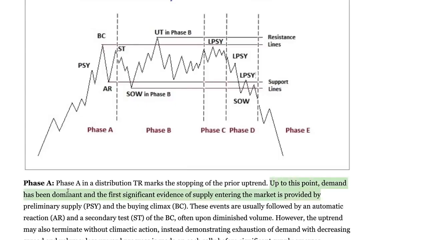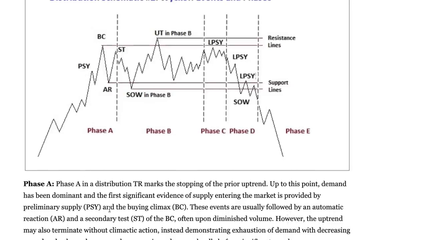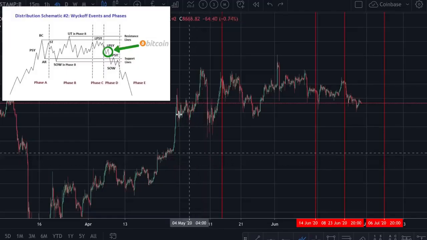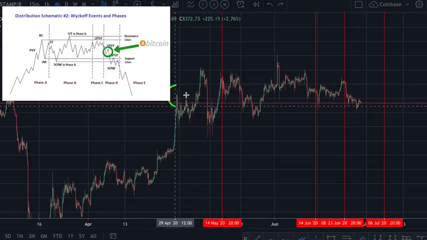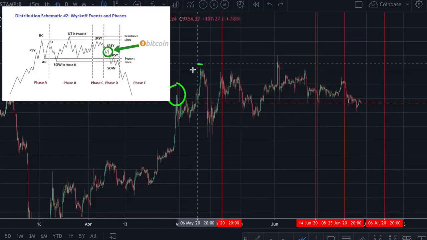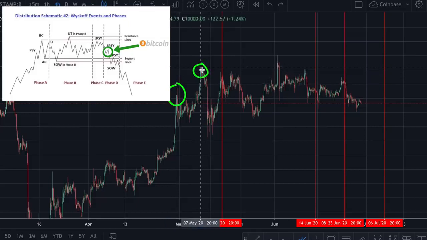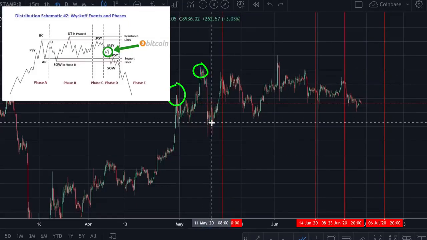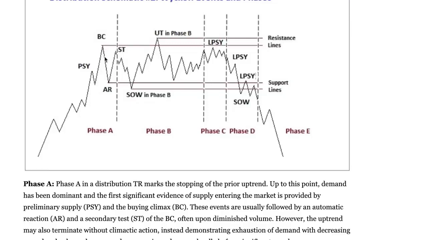Up to this point, demand has been dominant, and the first significant evidence of supply entering the market is provided by preliminary supply, which is right there, and the buying climax, which is this point right there. These events are usually followed by an automatic reaction and a secondary test of the buying climax. All right, so interestingly, we see this beautifully put here. The preliminary supply right here, the buying climax right there, and then this automatic reaction, which is this big sell-off here.